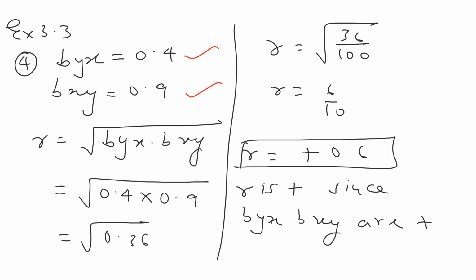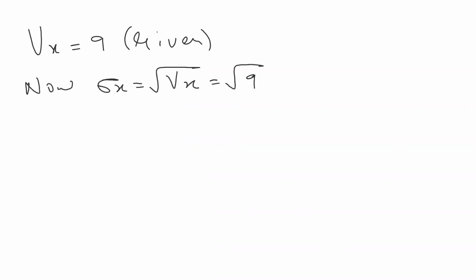Fine. So we got the value of R. It was not asked, but then we just calculated it. Now one more thing is given. Variance of x in the problem is given. So variance of x is equal to 9. Now standard deviation of x is equal to root of variance of x, which is root of 9, which is 3. Take a positive value of standard deviation in the entire chapter.